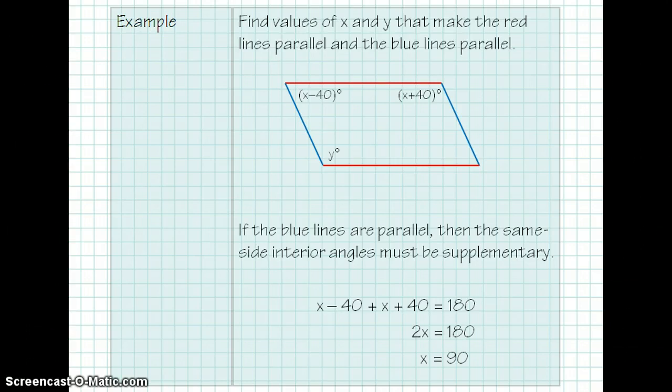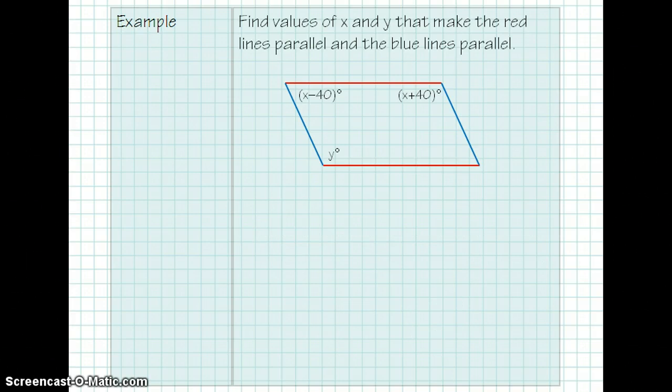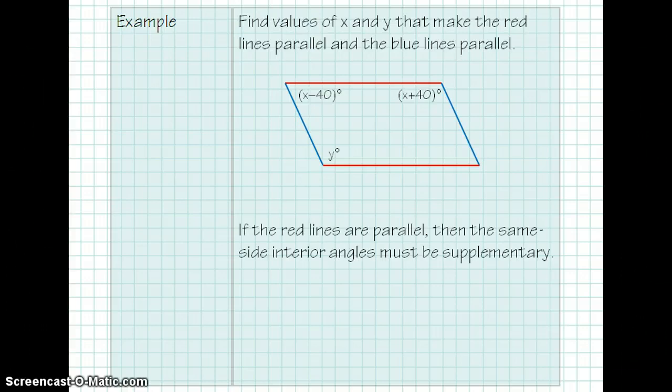Okay. Now, looking at it now that I know what x is, I can plug that in and figure out what the same side interior angles are for the red lines. So replacing the x with 90, I get 90 minus 40 plus y equals 180. Well, that gives me 50 plus y equals 180, or y is going to be 130. Okay.